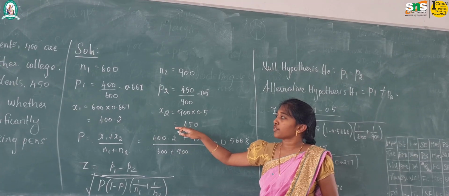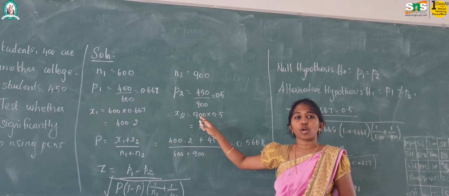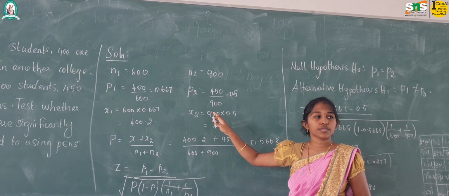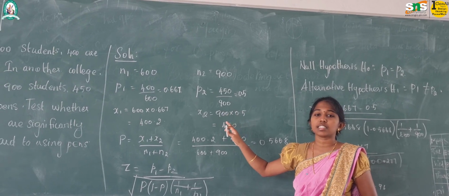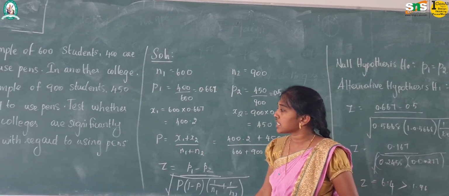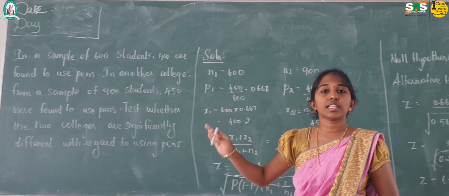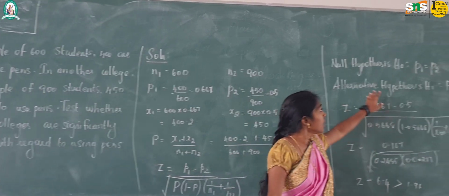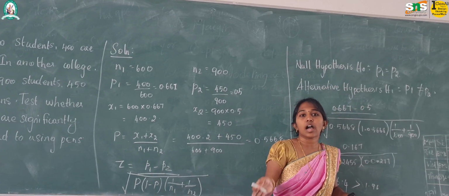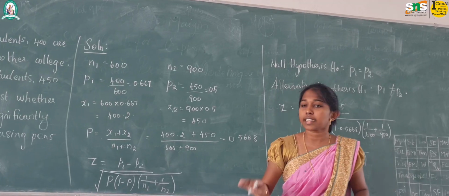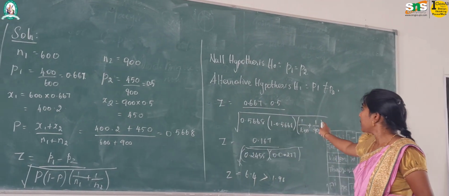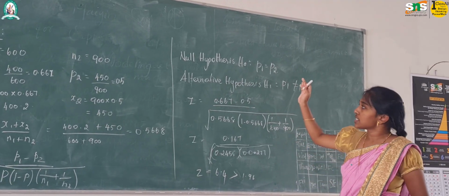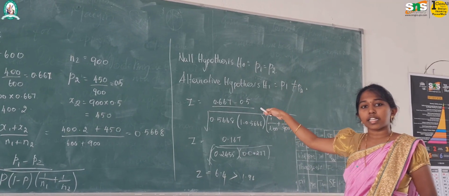Next we are going to define the hypothesis for this problem. First, the null hypothesis: there is no significant difference between the colleges in using this fit. That is, P1 is equal to P2. And the alternative hypothesis: there is a significant difference between the two colleges for using fits, that is P1 not equal to P2. So this is the null hypothesis as well as the alternative hypothesis.